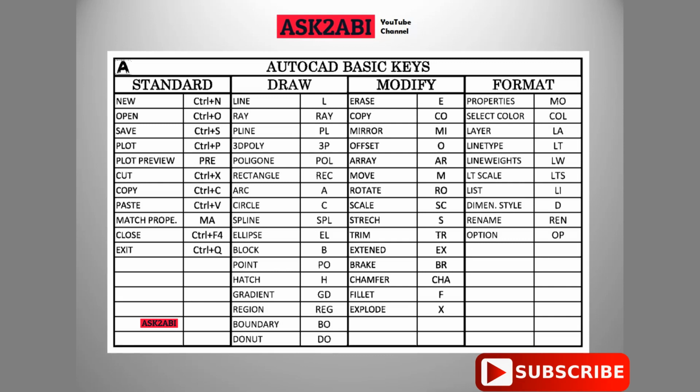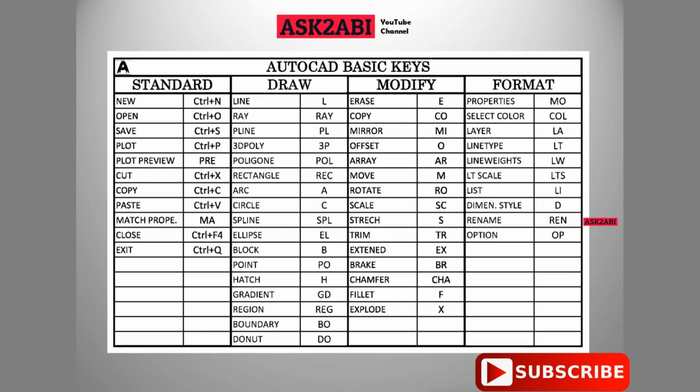To create a block you can use B. For point, you can use PO. For hatch, you can use H. For gradient, you can use GD. For region, you can use REG. To create a boundary, you can use BO. To create a donut, you can use DO.